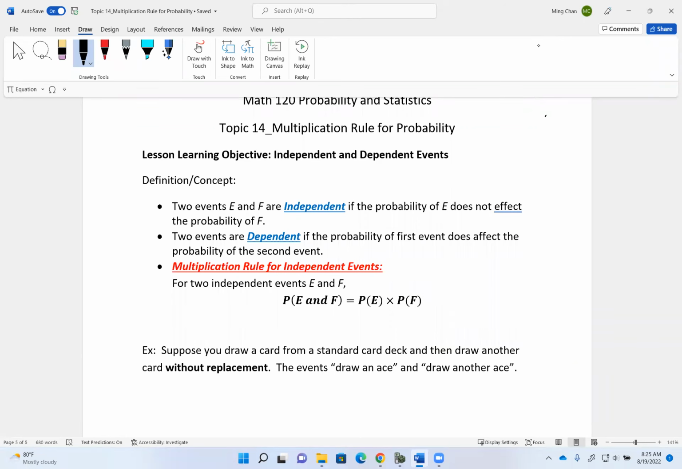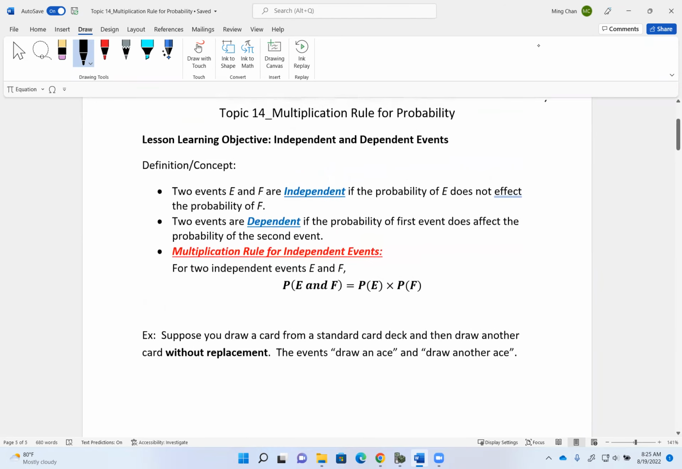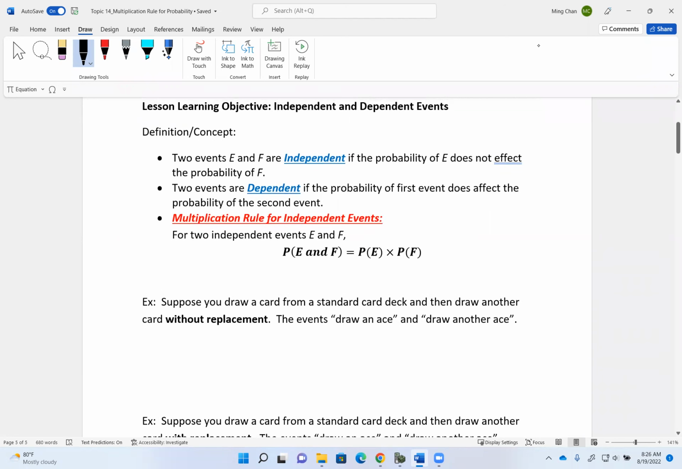A long time ago, in a previous topic, we mentioned the wording "with replacement" and "without replacement." So that concept actually comes in with dependent and independent events. We say two events are dependent if the probability of the first event does affect the probability of the second event. All right. So this multiplication rule is for two independent events.